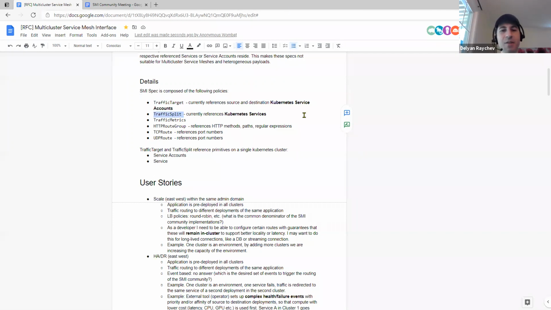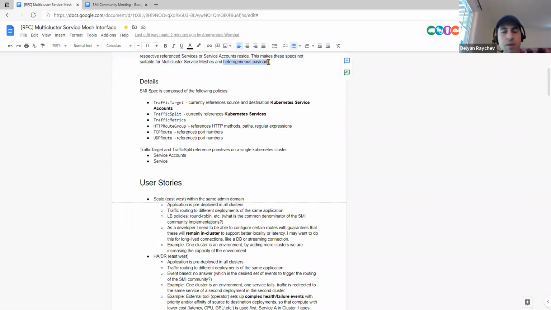All right, and so for traffic target specifically, we have mentions in it of Kubernetes service accounts. So if we want to evolve the SMI spec to reference more than one cluster, obviously just using a Kubernetes service account, which is focused on one cluster, is not going to work. Similar for traffic split, we have a mention of a Kubernetes service and splitting that to two other services. It's not sufficient. We can't necessarily reference other Kubernetes clusters or other heterogeneous payload.